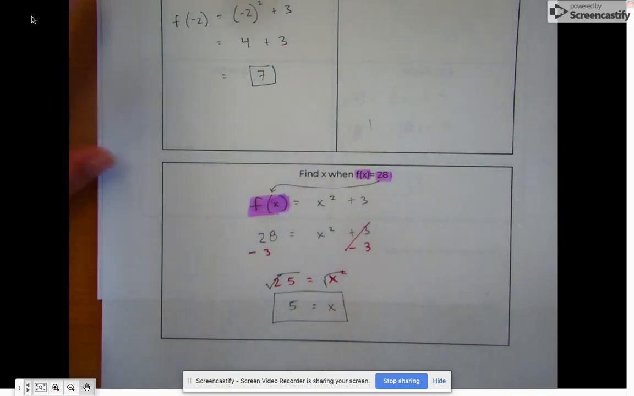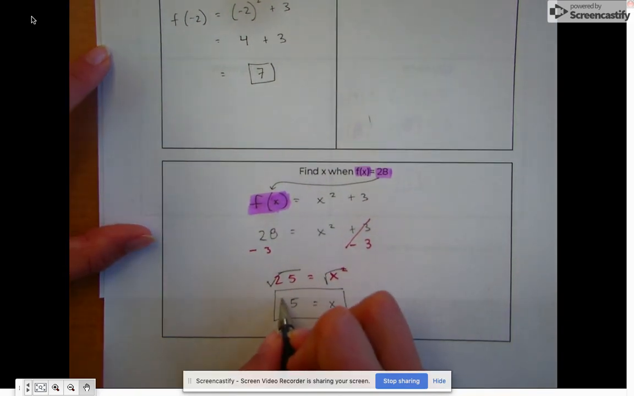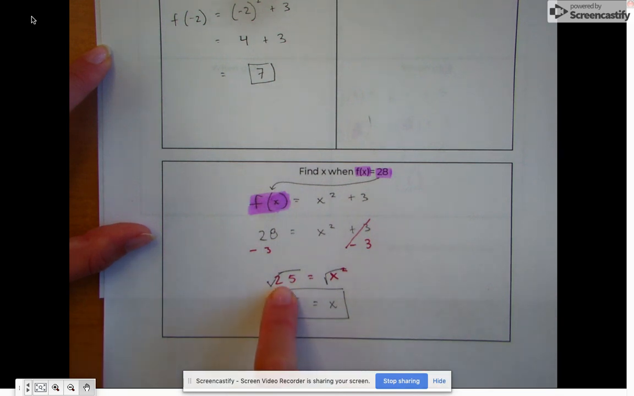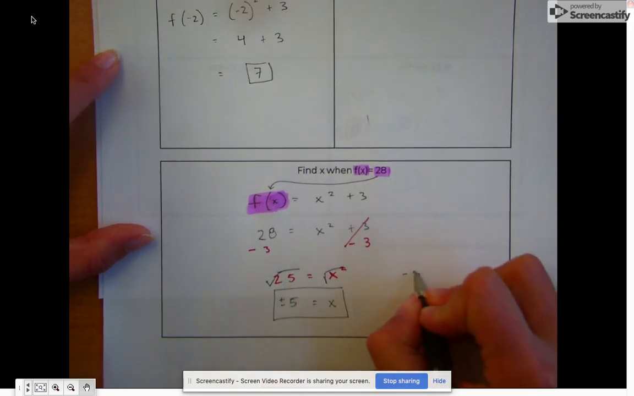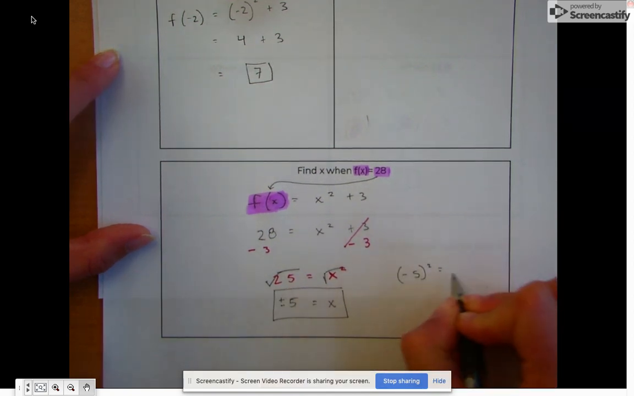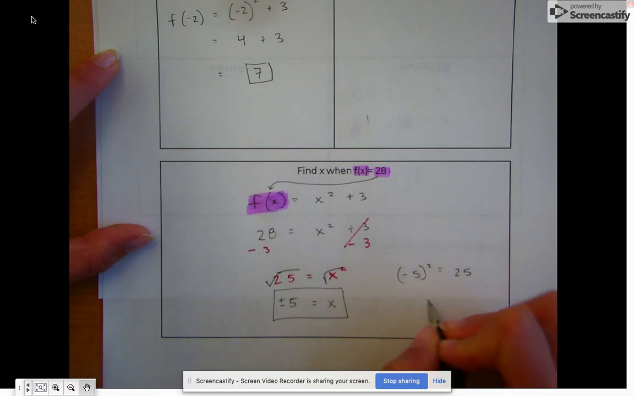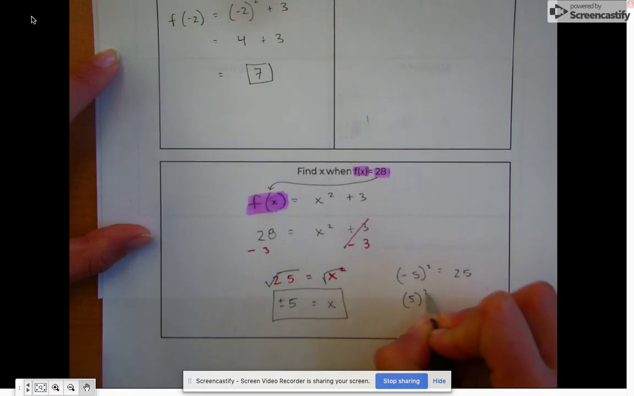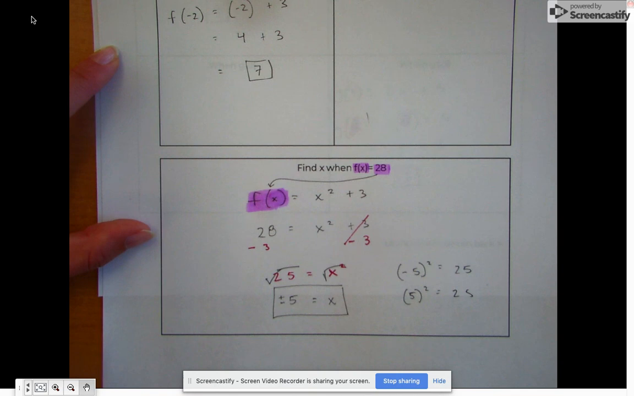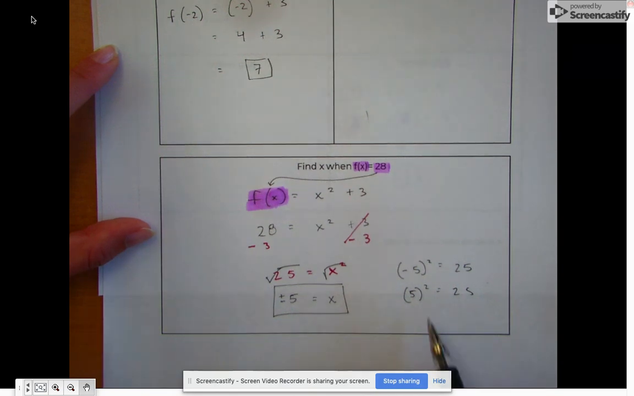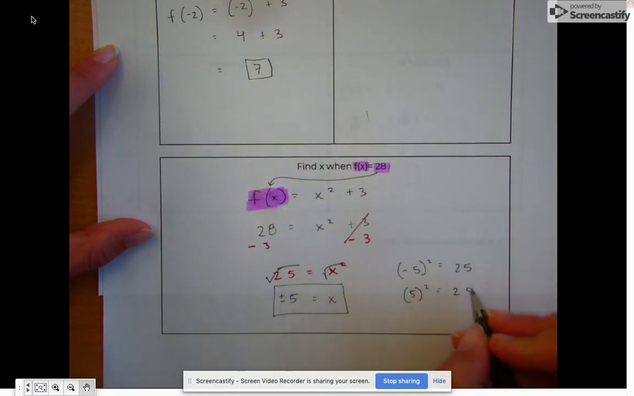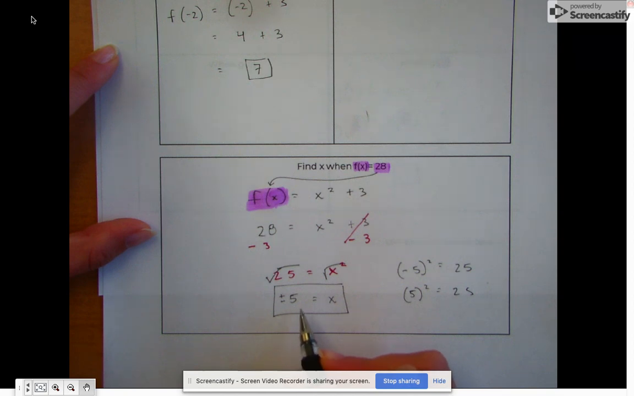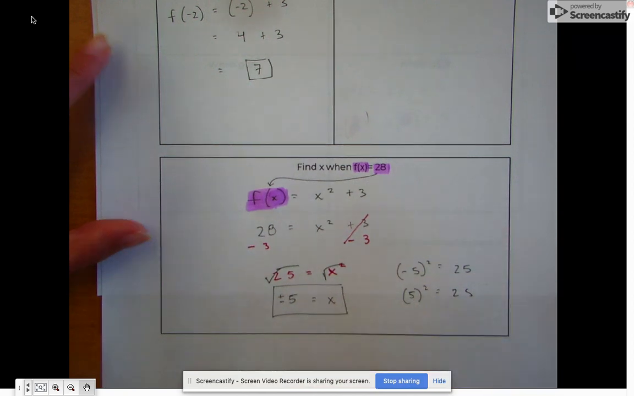Technically, don't worry about this too much yet. Technically, my answer would be positive or negative 5, because in order to get 25, I could have done negative 5 squared, which gives positive 25, and also positive 5 squared gives positive 25. So therefore, my answer is either positive or negative 5.